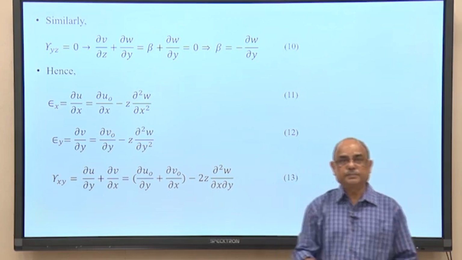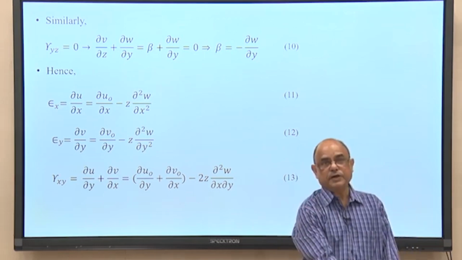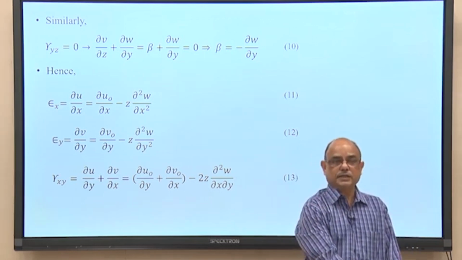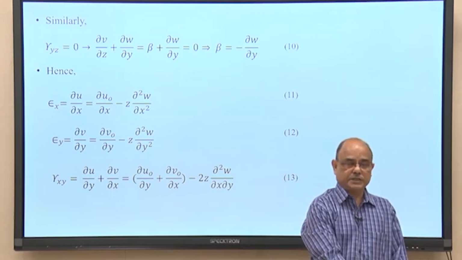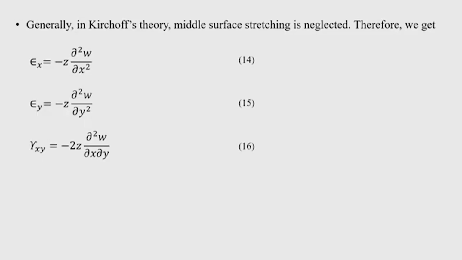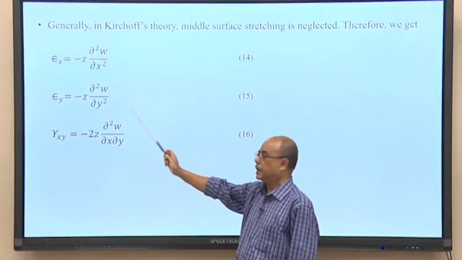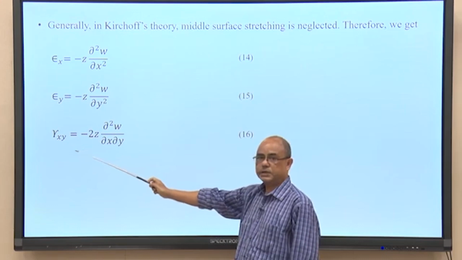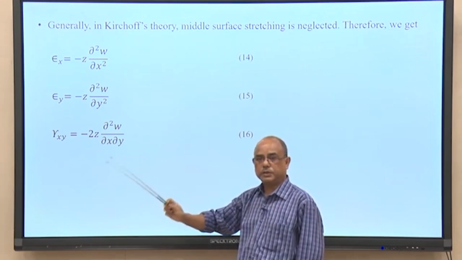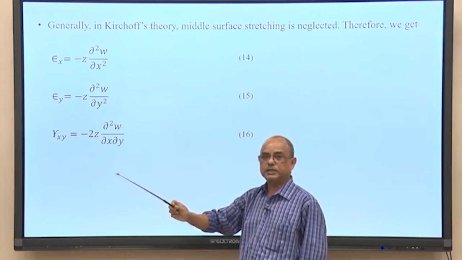However, in the thin plate theory, we simplified the analysis, neglecting the medial surface stretching. So, in the thin plate theory, we will use this expression for epsilon x, epsilon y, gamma xy. There will be no u naught and v naught terms, which indicate the medial surface stretching.